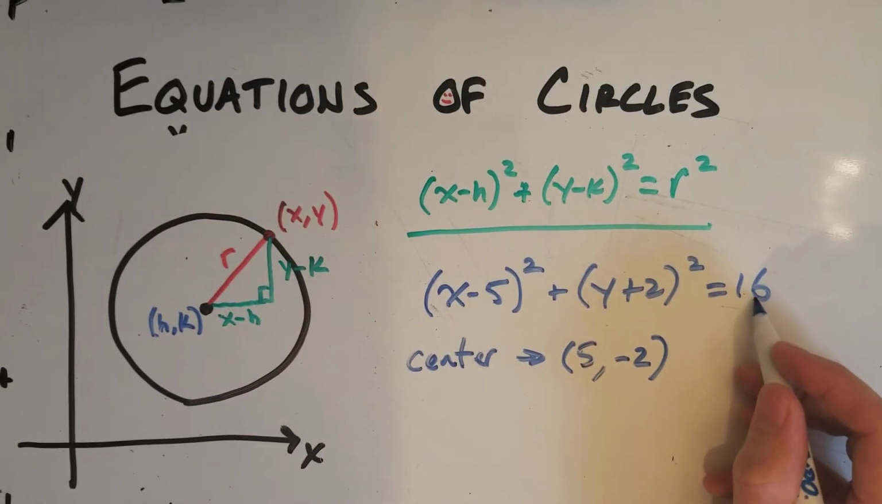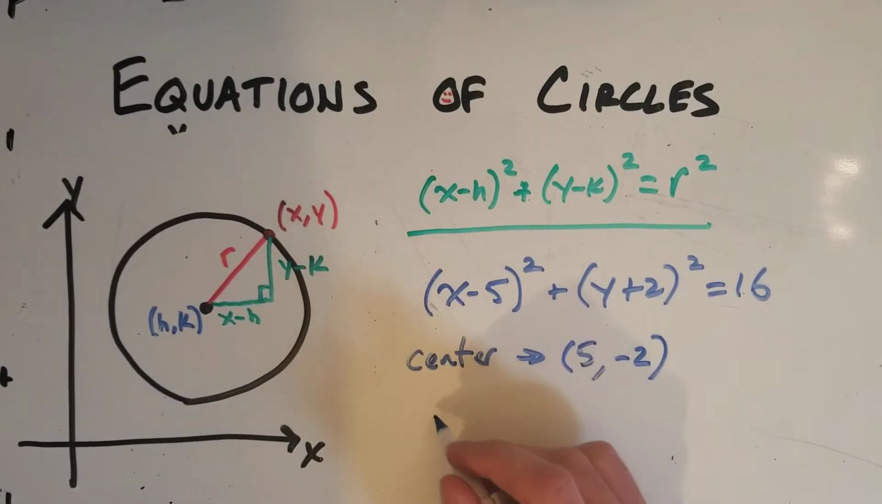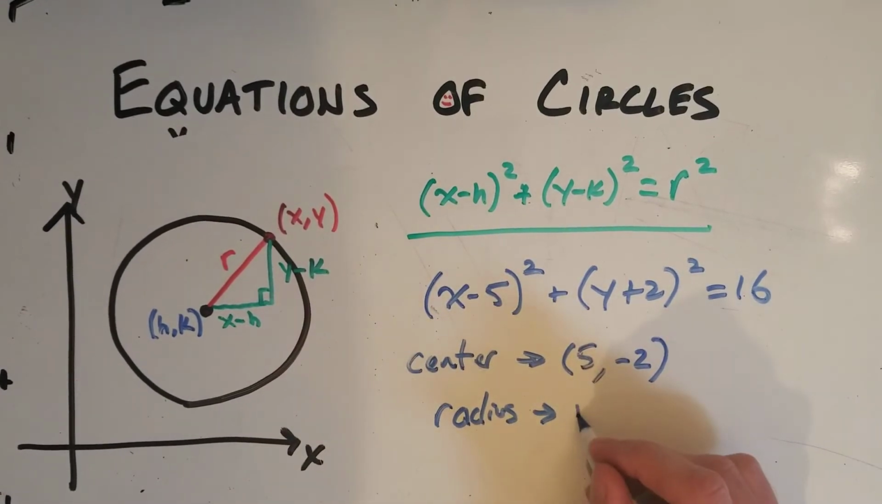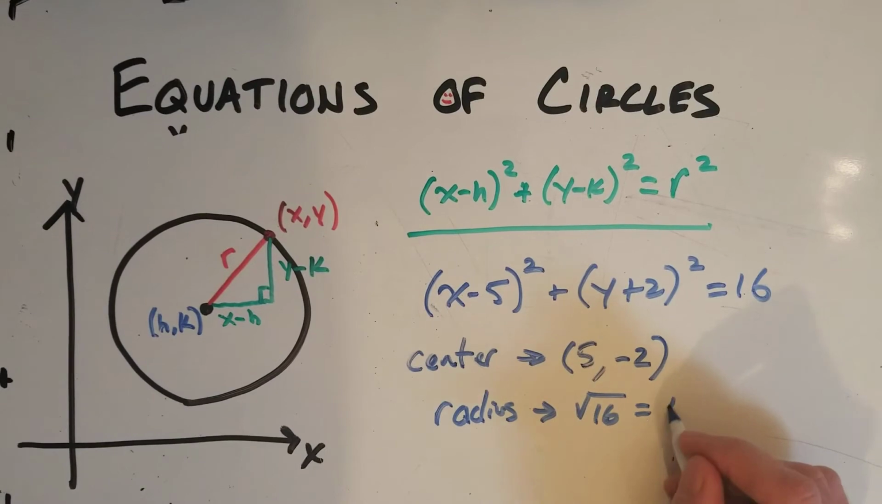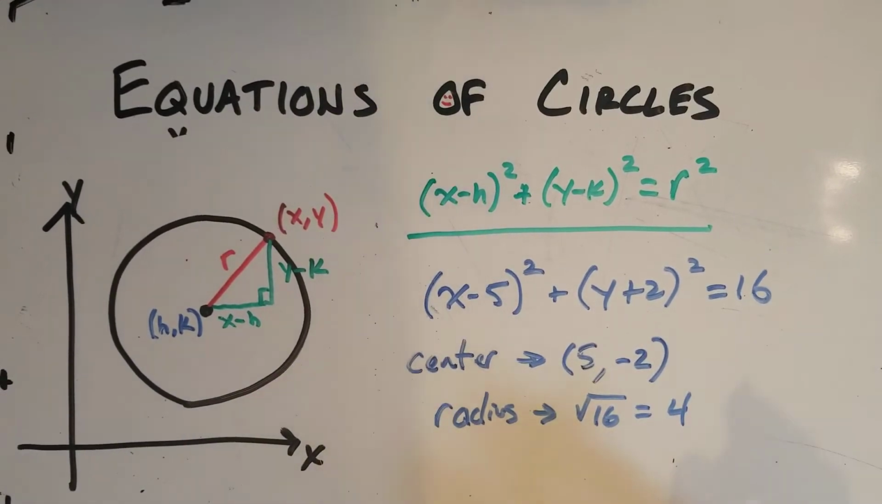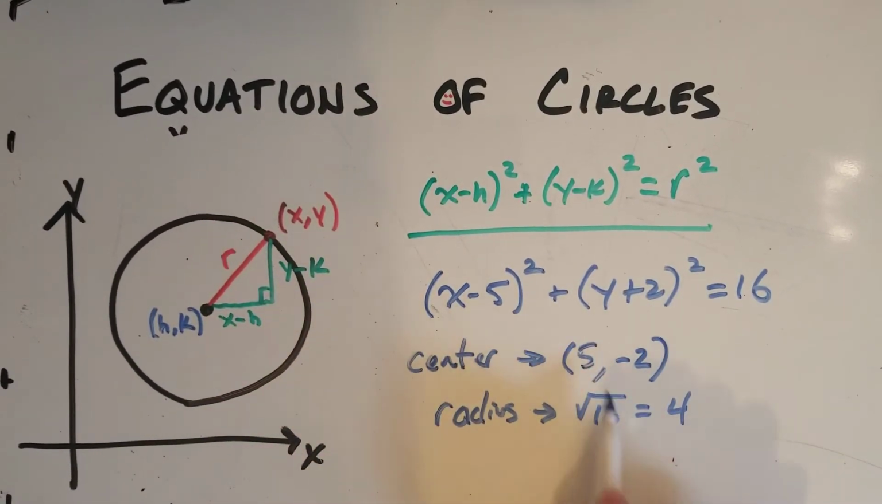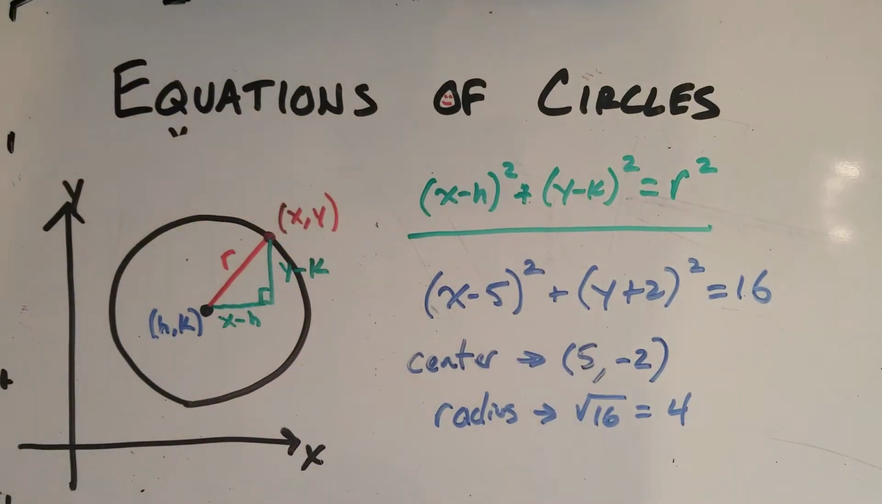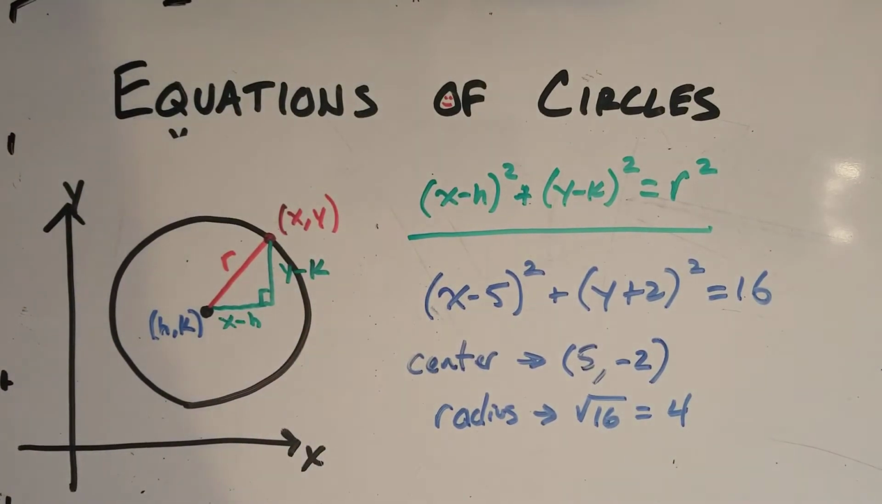And we're equal to the radius squared, so we're equal to 16. So the radius for this blue example, well, that would be the square root of 16, which we should know is 4. So our radius would be 4. So in this form, you can pull out the center, you can pull out the radius. Once you have the radius, you can get the diameter and do a lot of things with that. So being in this form gives us a lot of information about the circle.